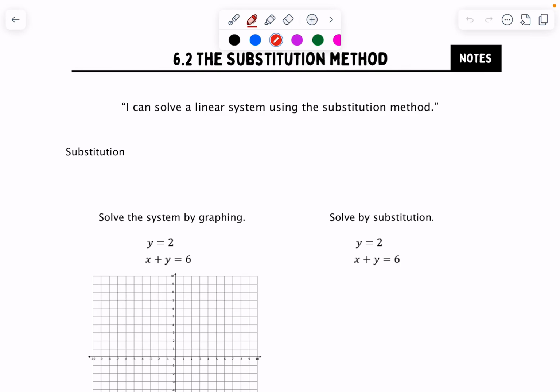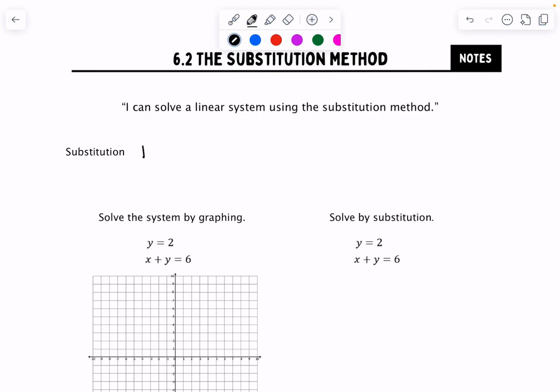Welcome back. You've learned the first method of solving a system, the graphing method, in the last lesson. In this lesson, we're going to talk about the second method, the substitution method of solving a system. So let's review what substitution means. It's a word you've heard a lot, but let's really define it.